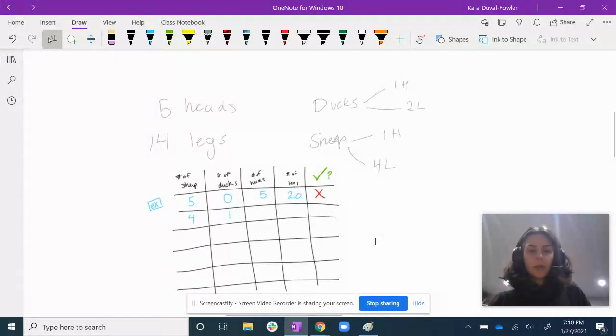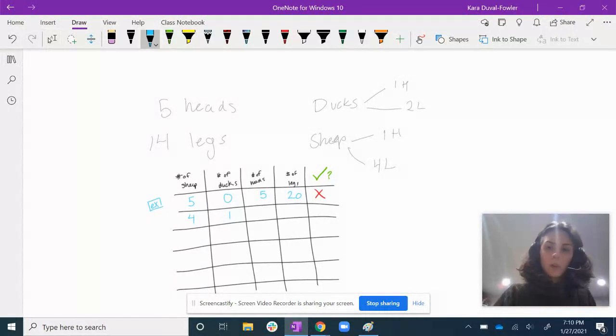So for example, if there were 5 sheep and no ducks, that would be 5 heads, but it would be 20 legs, because each of the 5 sheep has 4 legs, which would be 20 total legs, and that's too many. So let's fill more of this out. If there are 4 sheep and 1 duck, that would still be 5 heads, but it would be 16 legs from the sheep and 2 legs from the duck, which would be 18 legs, which is not what we're looking for.